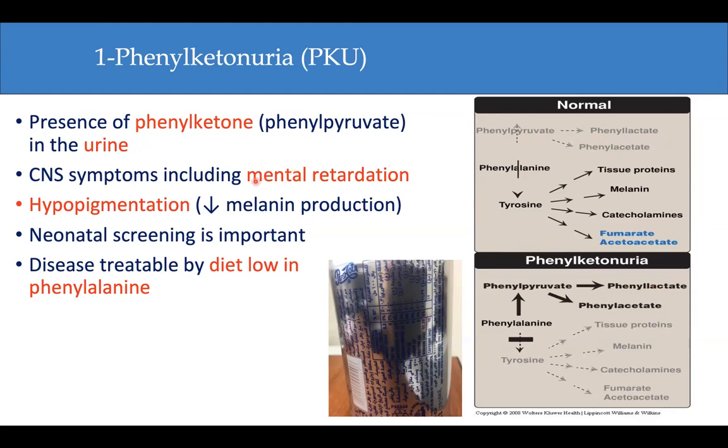Side effects include mental retardation, and also hypopigmentation. Why? Because tyrosine is not being produced, and tyrosine is necessary for the production of melanin. Melanin is what gives your skin its color. Because of a deficiency in tyrosine, the patients will end up with hypopigmentation. This means that they're going to have light-colored hair and light-colored skin.